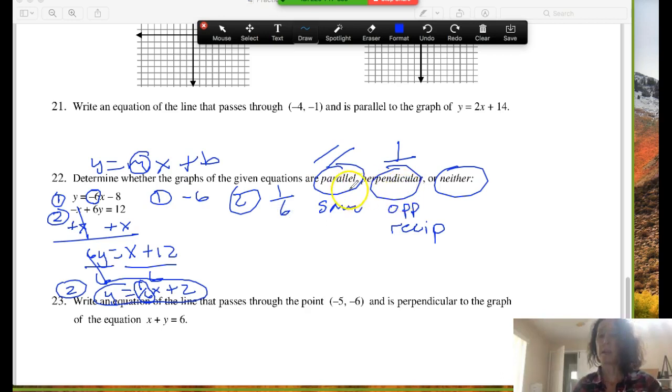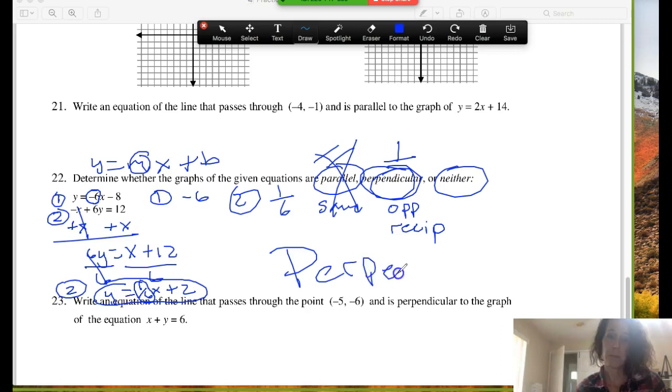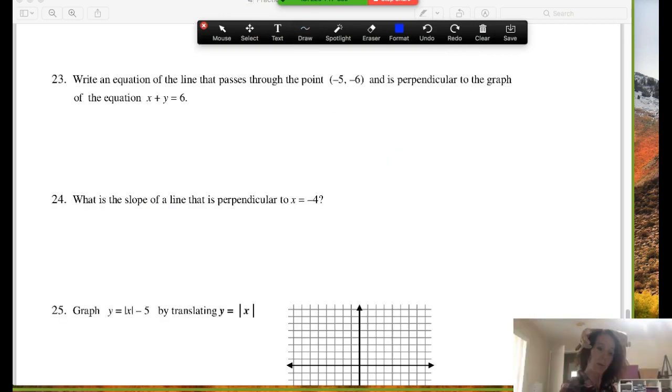Are these the same slope? Nope. Are they opposite reciprocal slopes? Well, I think they are. That's negative, that's positive, and they're reciprocals of each other. This is 6 over 1, this is 1 over 6. So ding, ding, ding, these are perpendicular. Okay, so check the slopes.